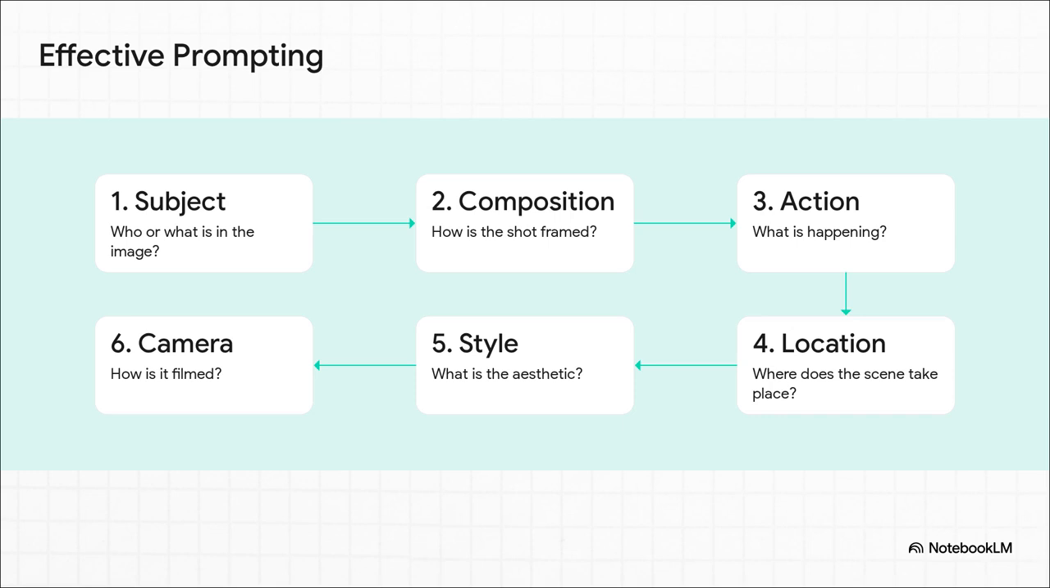First, you've got to define your subject with specific details. Then think about the composition. Are we talking a close-up or a wide shot? Describe the action nice and clearly. Set the location. Define the style. Maybe it's film noir or super photorealistic. And finally, specify the camera work. Is it a slow dolly or a steady handheld shot? If you cover all 6, you're giving the AI a crystal clear vision to work with.